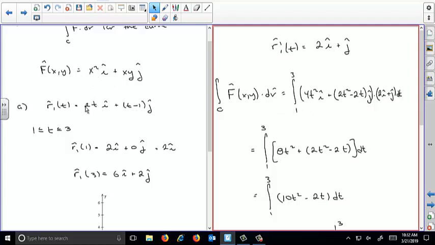X is equal to 2t. So you square that and you get 4t squared i. X times y is this times that, so you get 2t squared minus 2t j. So we take the force field vector dotted with the derivative of the position vector. So you get 4t squared times 2, which is 8t squared. And you get 2t squared minus 2t times 1. So we add these two together. Now it's just a function of t. We integrate from t equals 1 to t equals 3.